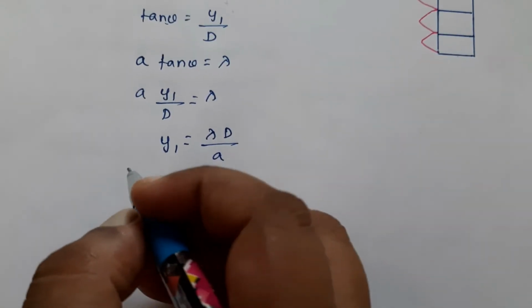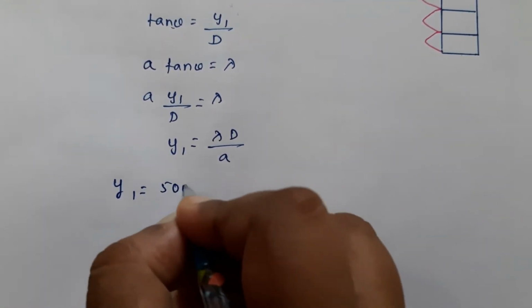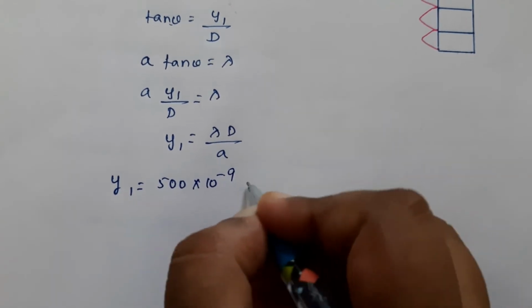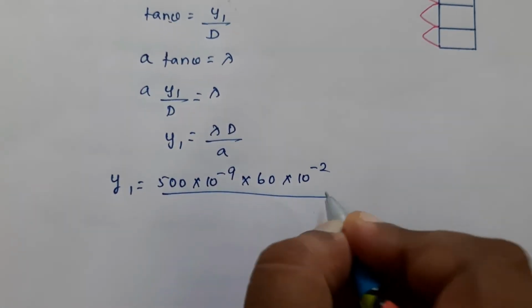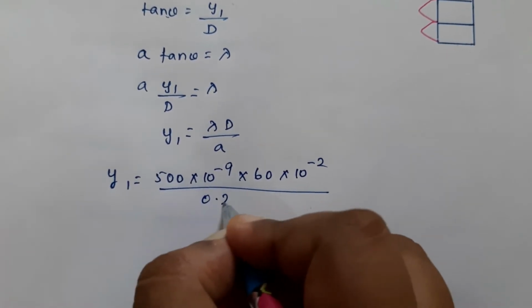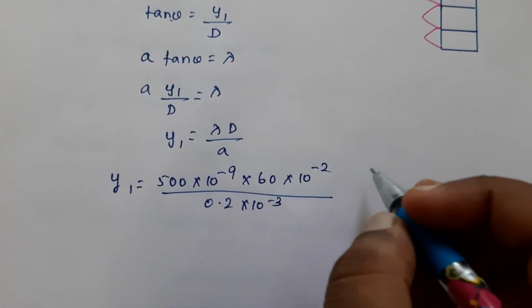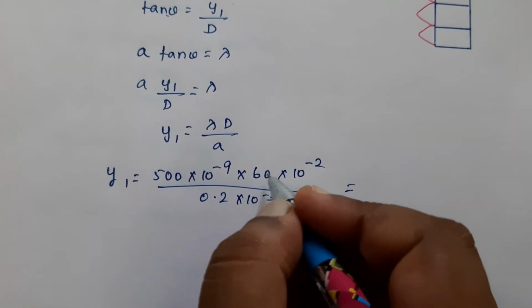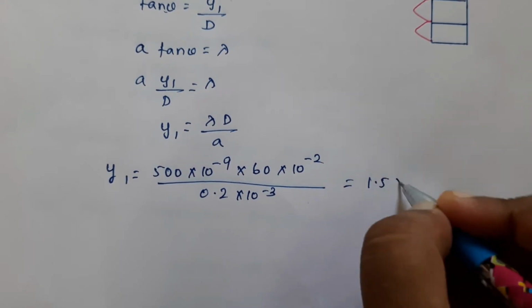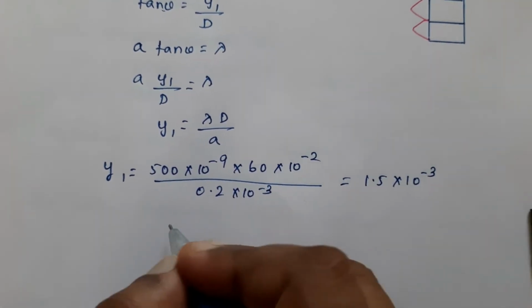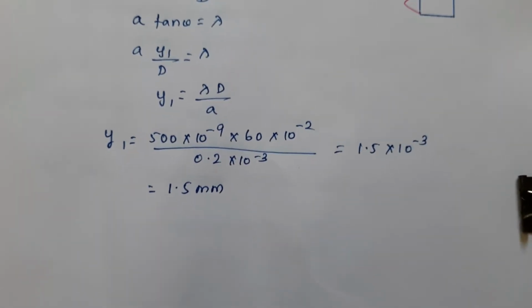Now we'll go for y1. y1 is equal to lambda, 500 into 10 raised to minus 9, into 60 into 10 raised to minus 2, divided by a, 0.2 into 10 raised to minus 3. If you multiply these, you will get 1.5 into 10 raised to minus 3. So that is 1.5 millimeter.